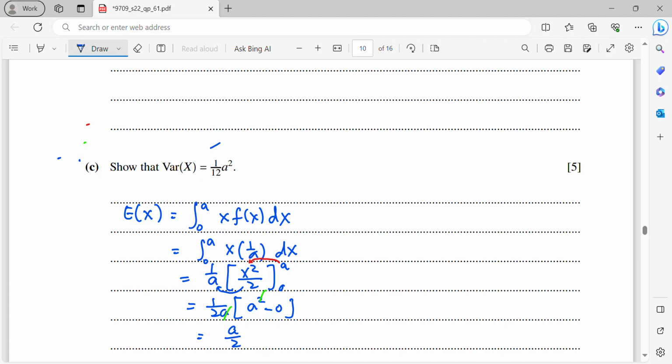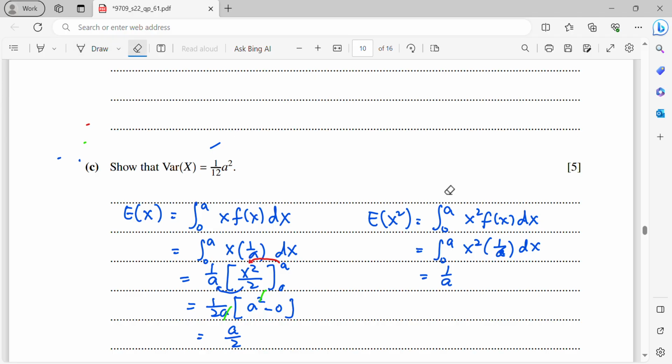That is my E(x). Now, my E(x squared), just use back the same formula, but instead of the x in the integration, you change to x squared. Then now I will get 0 to a, x squared times 1 over a dx. And then the 1 over a can be taken out because it is a constant. So now, alright, I will get 1 over a, integrate x squared will be x cubed over 3. Then the limits from 0 to a.